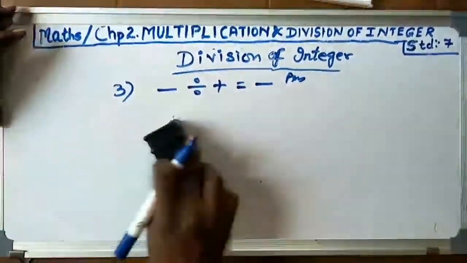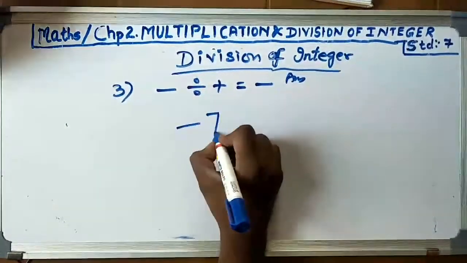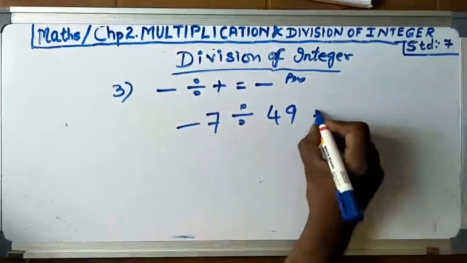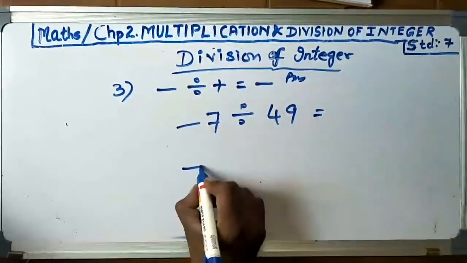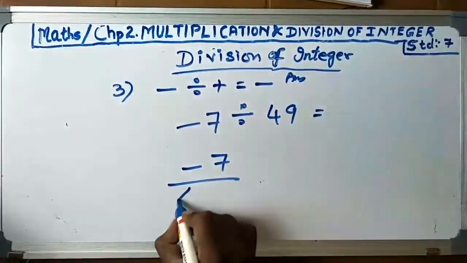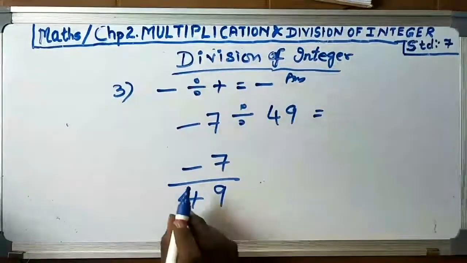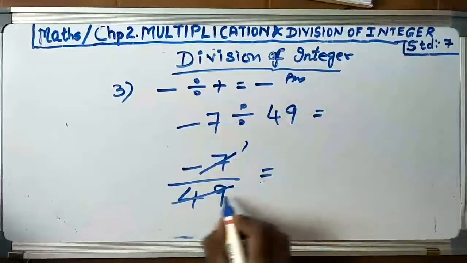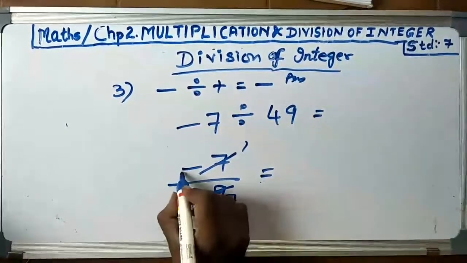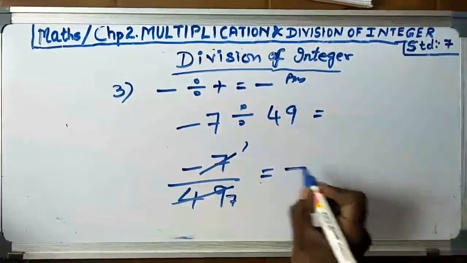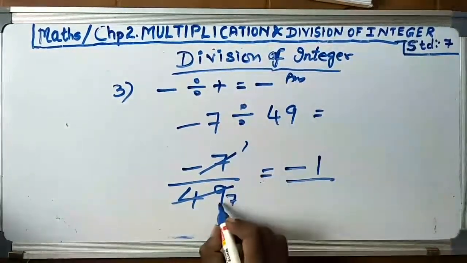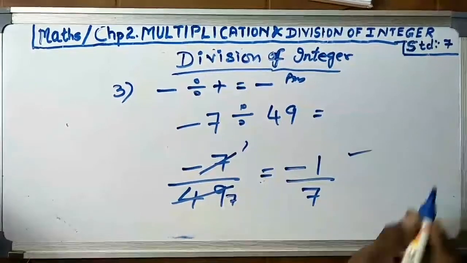I think this is enough for you to clear a doubt. Only one sum I will do. Minus 7 divided by 49. That is minus 7 upon 49. So the 7 table. 7 ones are 7. 7 sevens are 49. So minus is already there. I'll write minus 1 upon 7. This is your answer.